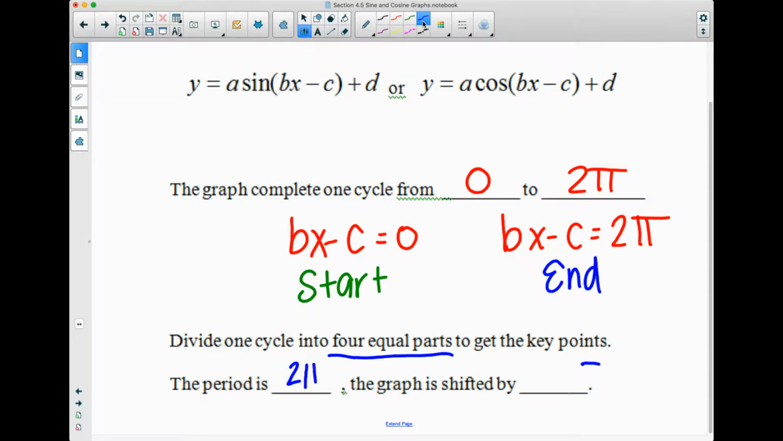Period is 2 pi over b. This is kind of repeating what we've talked about. And the graph is shifted by bx minus c. So, stuff we've already talked about, but in case you want to fill that out. So this tells us where we start. This tells us where we end. And dividing the period by 4 tells us what we go by. Okay?